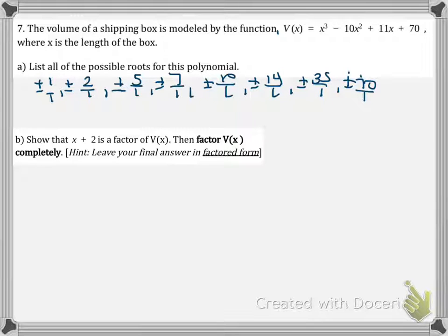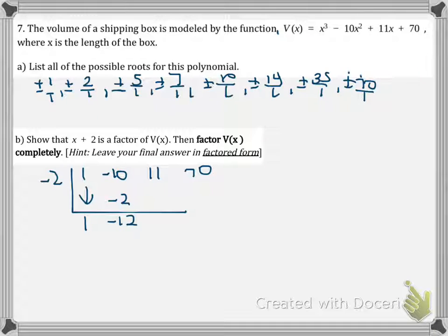Then we're going to show that x plus 2 is a factor of v of x, and then we're going to factor it completely. So x plus 2, so that means we're going to change it to a negative 2. We're going to use synthetic division. We're not missing any terms, so it's 1, negative 10, 11, and 70. So bring down the 1, this is negative 2, negative 12. This is positive 24, 35, and this is negative 70. And that gets us a 0.